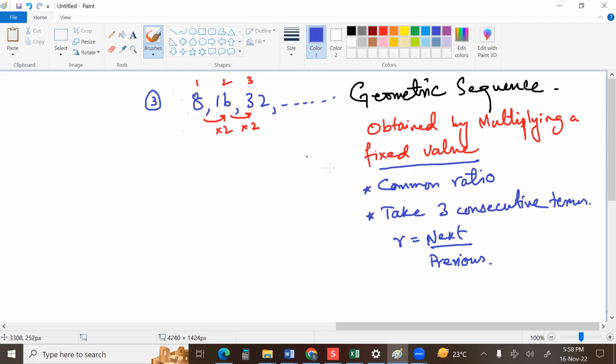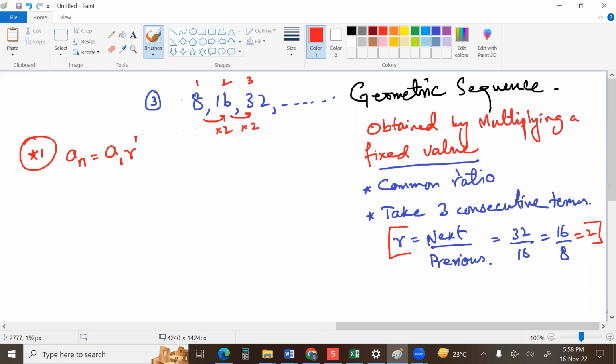Okay, so in this case, let's see our ratio. What's the ratio here? 32 divided by 16. If that's the same as 16 over 8, then we know that we have a geometric sequence. In this case, the common ratio is 2. Now, as before for arithmetic sequence, the general formula of geometric sequence is given by an equals a1 r to the power n minus 1, where a1 is the first term, r is the ratio, n is the position number.